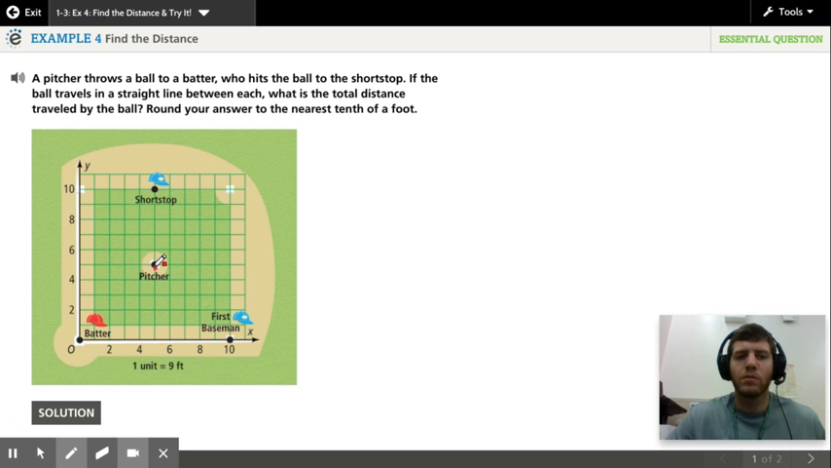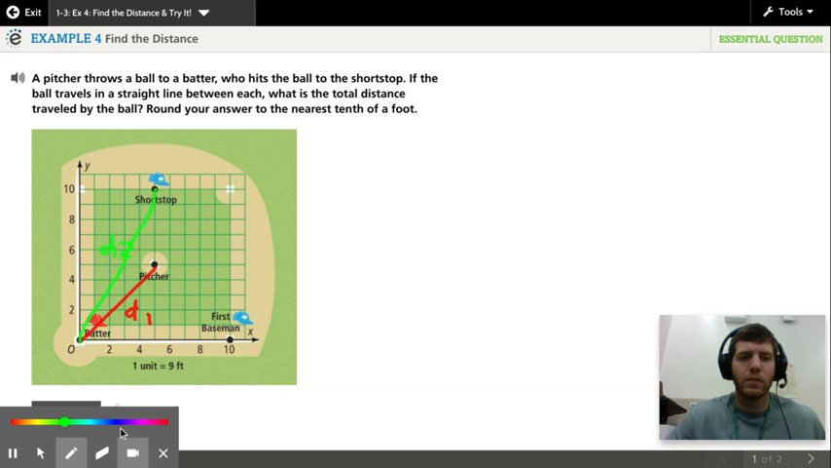So we have a pitcher throws the ball to the batter, so we need to find that distance. Let's call that D1. And then we have the batter hits the ball straight to the shortstop. So let's call that distance D2. Right, so probably should have done a different color there. Let's do it in blue. And we'll call that D2.